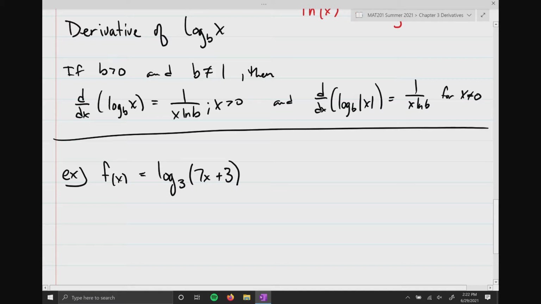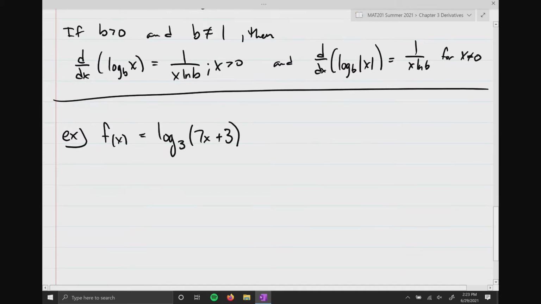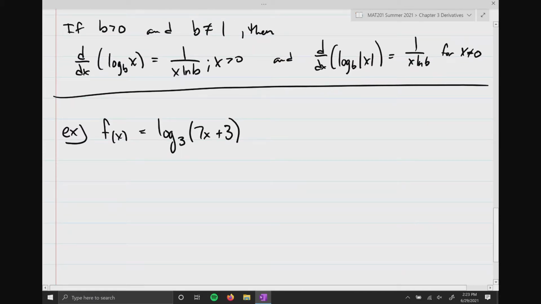And it's the same exact thing, except we have the absolute value of x now for the argument of the log. So the derivative of log base b of the absolute value of x equals 1 over x times the natural log of b, not for all values, but for x not equal to 0. So again, just follow your property from above.